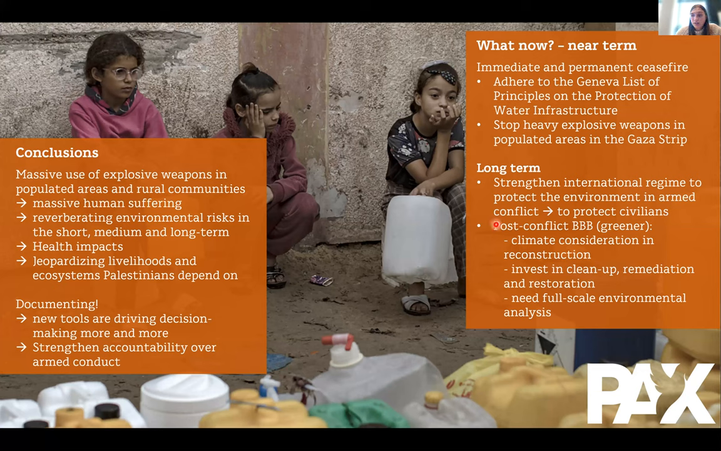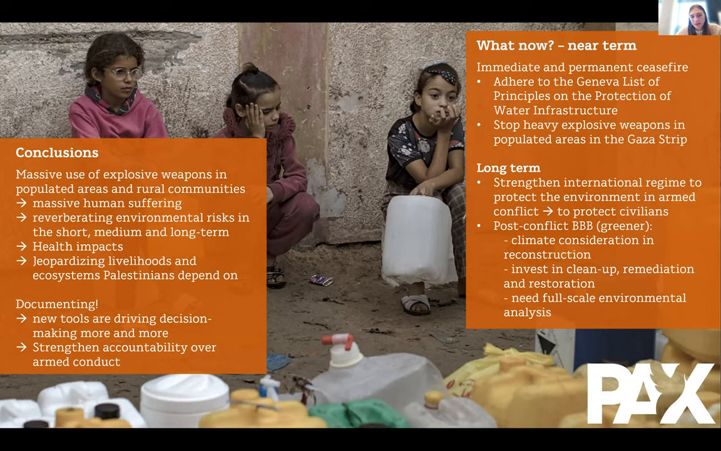And then second of all, there needs to be a stop of the use of heavy explosive weapons in the populated areas in the Gaza Strip. And this would agree with the 2022 political declaration on the protection of civilians from the use of explosive weapons in populated areas. So this is a quite new political declaration that really needs to show its worth in the current situation in Gaza. On the long term, we think it's very important to keep strengthening the international regime around protecting the environment in armed conflicts. And that is mainly to then also be able to protect civilians better, again, in the short term, medium term, and long term.